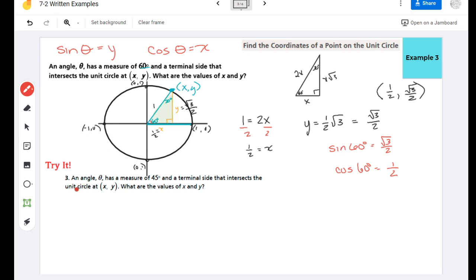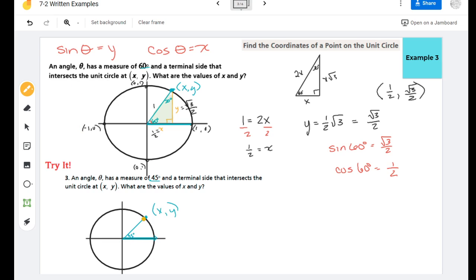All right, so here in the try it, now they're asking us to use our special right triangles again. So I'm going to go ahead and draw a unit circle. So there's our unit circle. And we have an angle that has a measure of 45 degrees. So here's my initial side along the x-axis. And then for 45 degrees, it's about halfway. So there we go. And they want this ordered pair x, y.